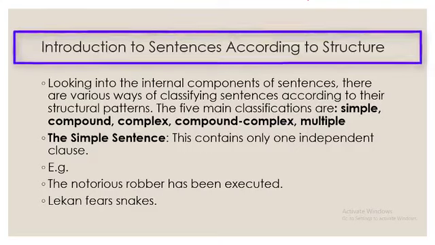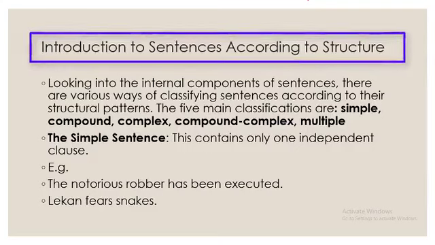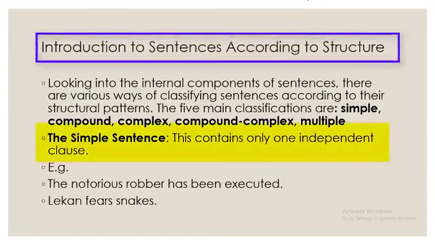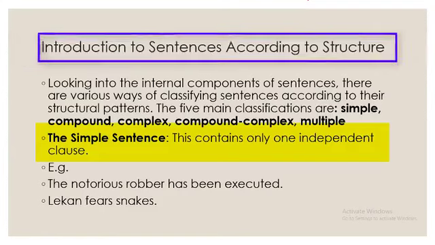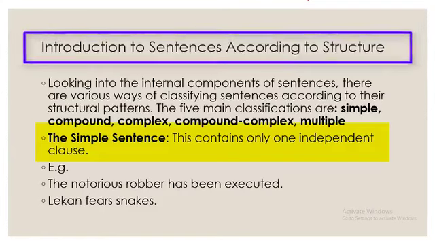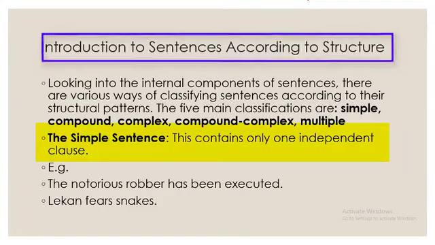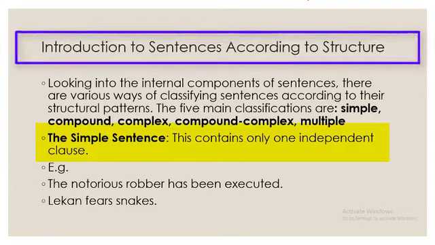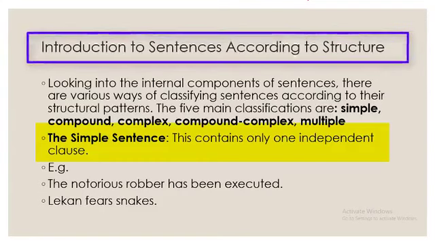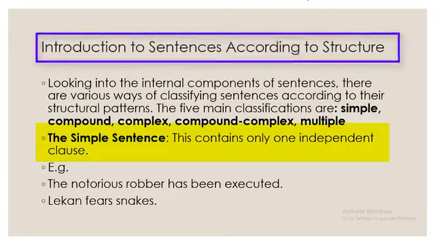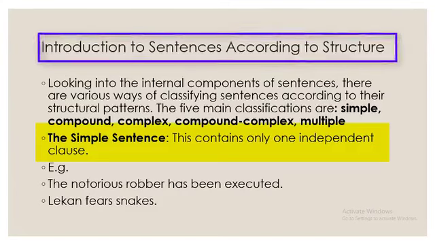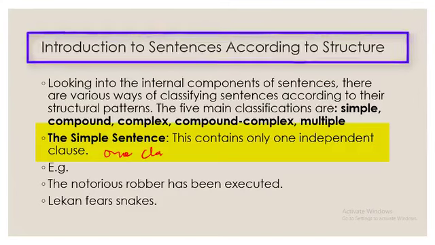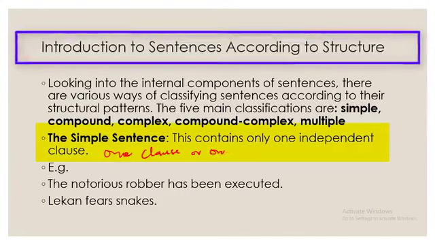The simple sentence is a type of sentence where our focus is majorly on making a single statement. That is, it has only one clause or it contains one finite verb. So that's how we identify simple sentences. It contains one clause or one finite verb.